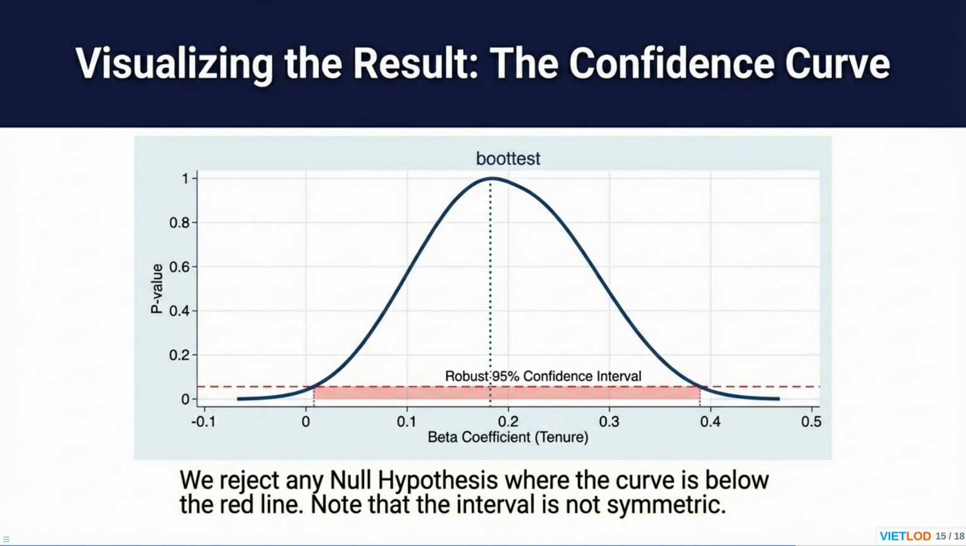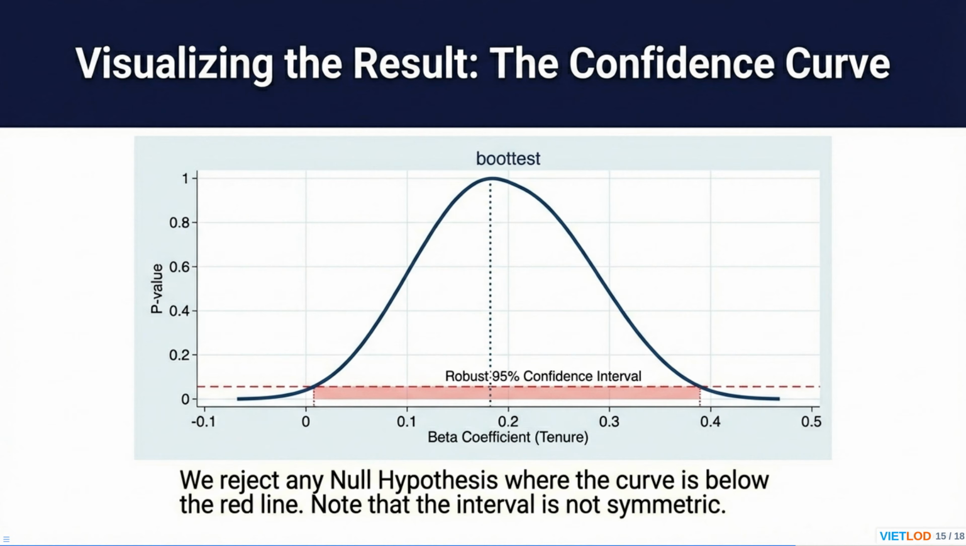It's important to observe that the peak of the curve corresponds to our point estimate, and the curve itself is not perfectly symmetric. This asymmetry is why the resulting bootstrap confidence interval is also not symmetric around our point estimate, providing a more accurate reflection of the true uncertainty.